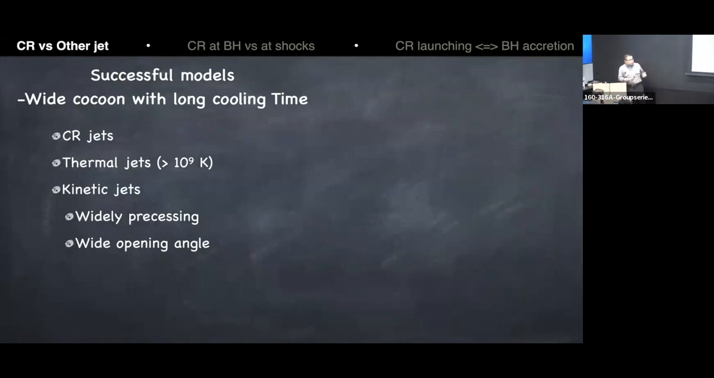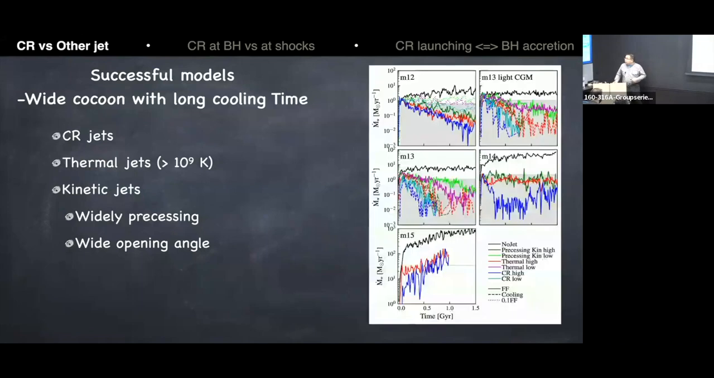One of them is a cosmic ray jet, where the majority of the energy is in cosmic rays. Another possibility is a very hot thermal jet, with temperature higher than a few times 10 to the 9 Kelvin. And also the possibility of a high specific heat kinetic jet with wide precession or a wide opening angle. As you can see from the star formation rate, for halo masses from 10 to the 12 to 10 to the 15 solar masses, given sufficiently high energy flux, all of these models will quench these massive galaxies.